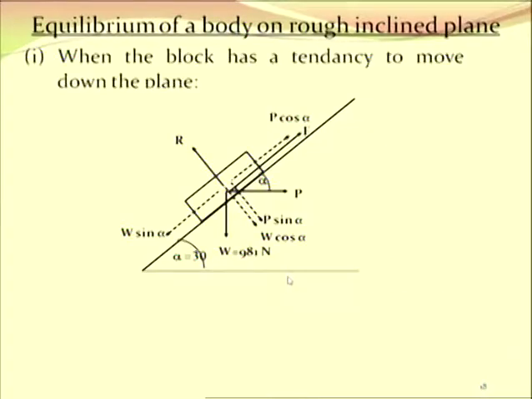Now there are two cases, and there we can get two values of P. One is a maximum one and another is a minimum one. So the first case is when the block has a tendency to move down the plane. So it means that this block, under the force, is moving downward the plane. If it is moving downward, then friction is acting upward. So here in this figure, frictional force is given along the plane upwards.